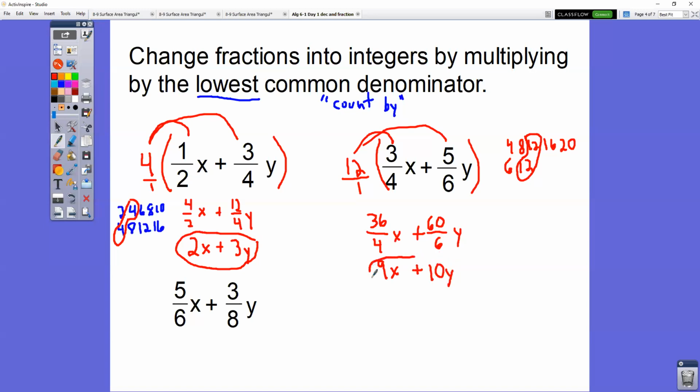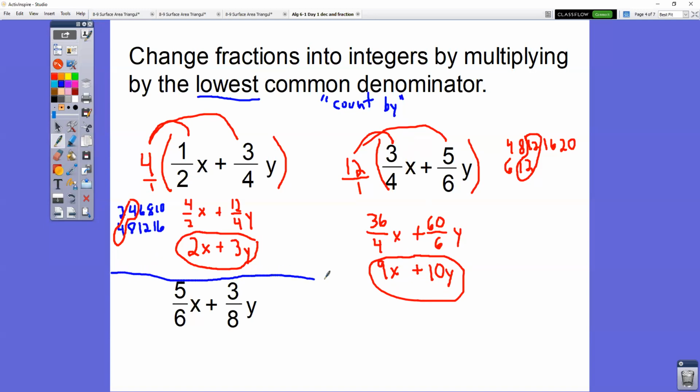So again, what would you rather work with? Would you rather work with 9x plus 10y or 3/4 x plus 5/6 y? Are they always going to be like a one number difference? No, they might not be. Our next one is not going to be. All right, take a look at this next one.